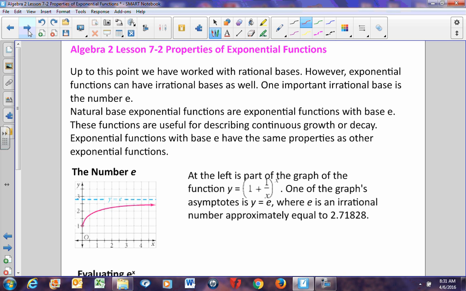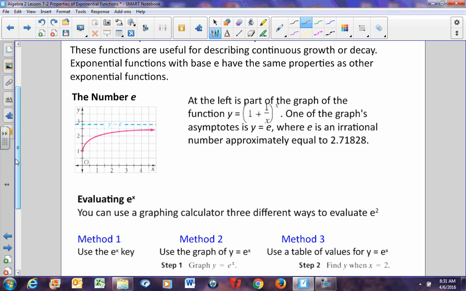It's called a natural function or a natural log. These functions are useful for describing continuous growth or decay. The exponential functions with base e have the same properties as other exponential functions. And here I have the number e. At the left I have this lovely little graph, which is the function y equals 1 plus 1 over x, to the x power. One of the graph's asymptotes is y equals e, where e is an irrational number.